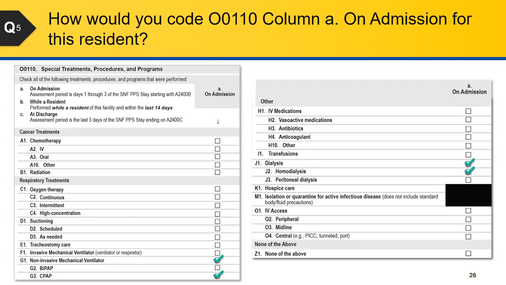Okay, so for this resident scenario, O0110, column A on admission would be coded as indicated here. G1, non-invasive mechanical ventilator, and G3 CPAP would be checked. And you'd also check off J1 for dialysis and J2 for hemodialysis.